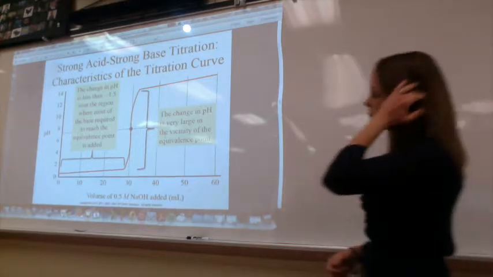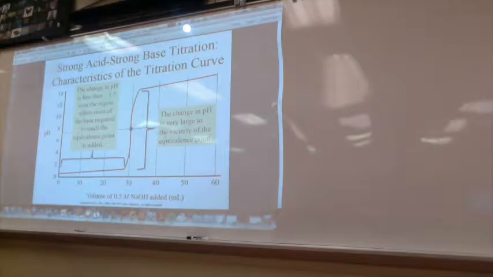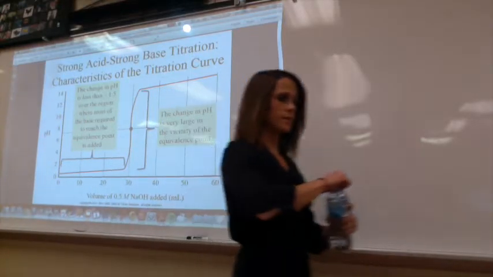So what it's showing you in this slide, it says the change in pH is less than 1.5 over the region where most of the base required to reach the equivalence point is added. The change in pH is very large in the vicinity of the equivalence point, and we already discussed that.